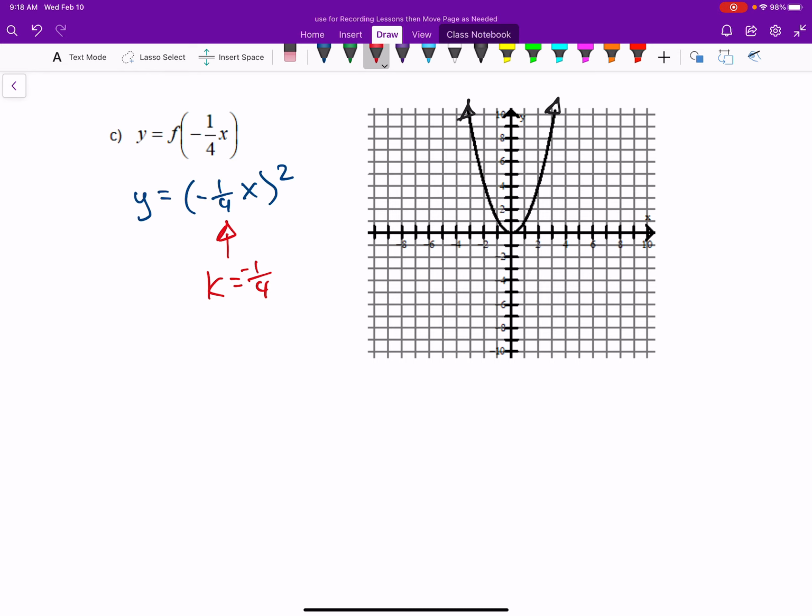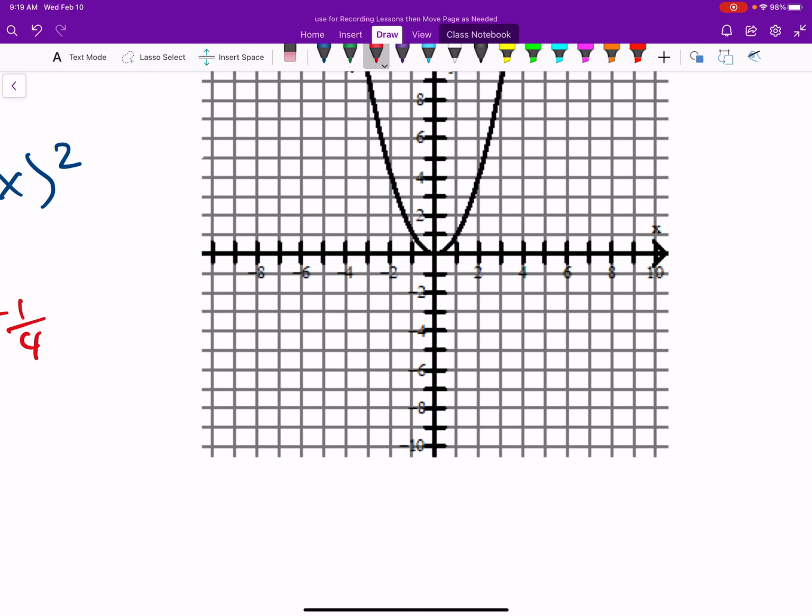But let's go through the steps anyway, just like I did before. So 0, 0 divided by negative 1/4. Again, 0 divided by anything is still just 0, no change. So that point stays the same. But this point, 1, 1. If I divide 1 by negative 1/4, well, let's forget about the negative part for now. Dividing by 1/4 is the same as multiplying by 4, right? So it's going to get 4 times as wide.